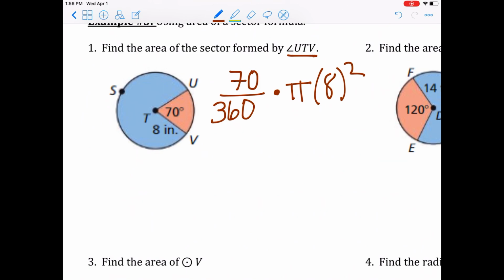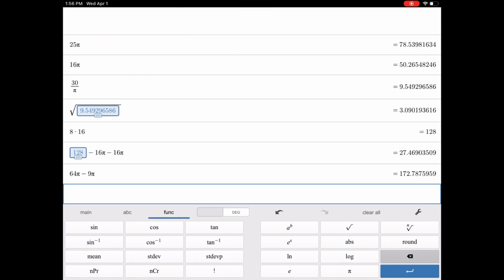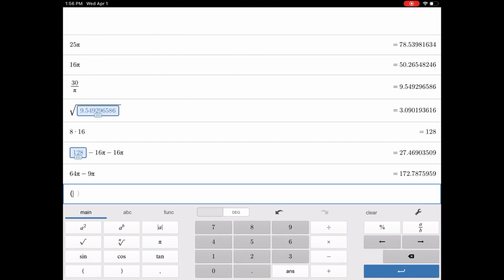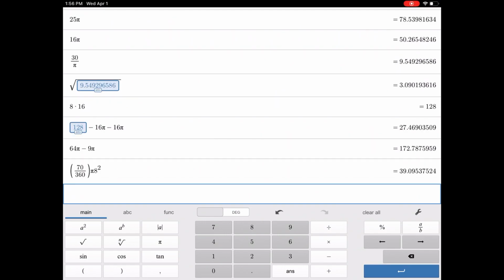So now let's simplify. Actually, we could just type that straight into the calculator. If you want to simplify it first and do 8 squared and get 64, that's fine. Otherwise, go straight to the calculator and it can do it for you. So in parentheses, we have our 70 divided by 360, and then pi r squared. We get 39.09, which is going to round to 39.1 because the 9 is going to get bumped up.